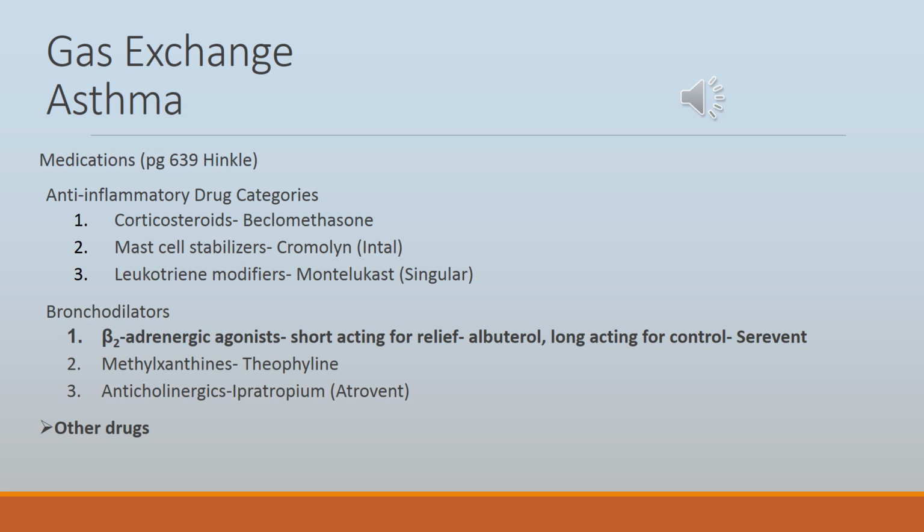Bronchodilators include the beta-2 adrenergic agonists. There are two kinds, short-acting for relief and long-acting for control. The first drug usually given during an acute attack would be the short-acting one for relief, which is albuterol. It's effective for relieving acute bronchospasm. The onset is in minutes and the duration is 4 to 8 hours. It prevents the release of inflammatory mediators from mast cells.